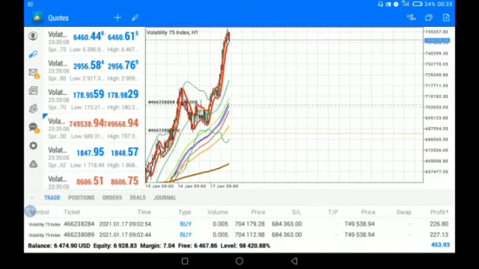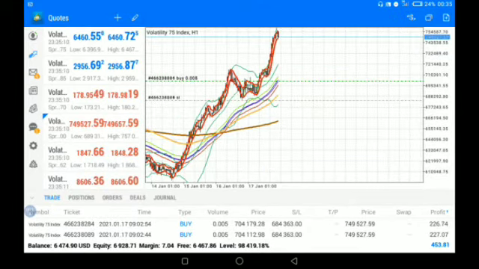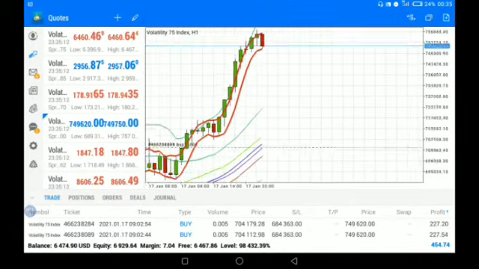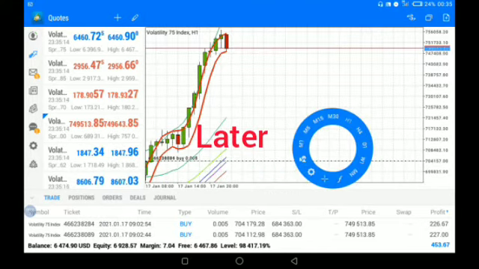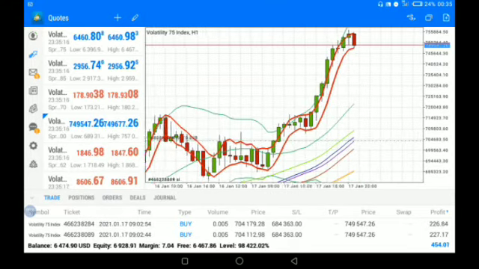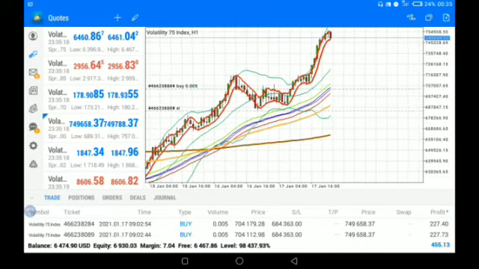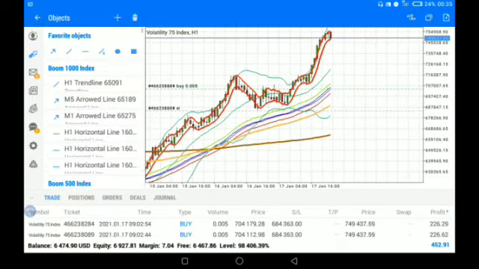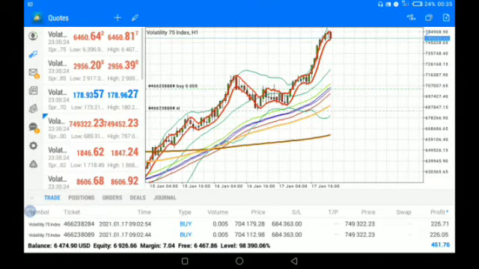Okay, this is the status of the trade now. You can see I'm still holding the same trade.